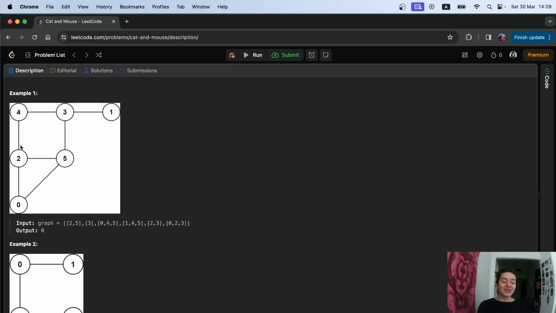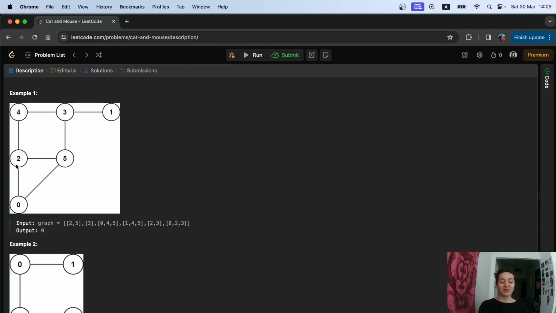So choosing to go from 2 to 4 as the first step of the cat immediately predicts his loss. That's not optimal. Let's try again. So we know the cat, yeah? It shouldn't have done that. So let's try again. The mouse goes from 1 to 3.